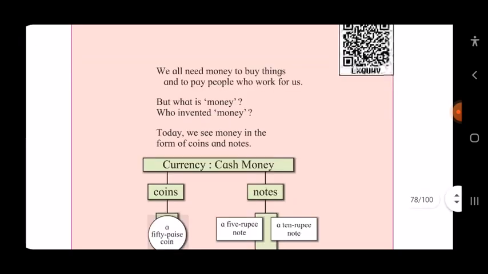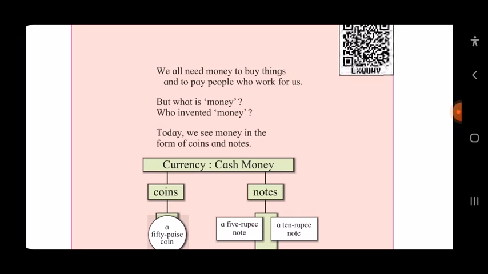We all need money to buy things and to pay people who work for us, right? We need money to buy food items, clothes, anything in the house. Without money, you can't buy things. And to pay people who work for us.